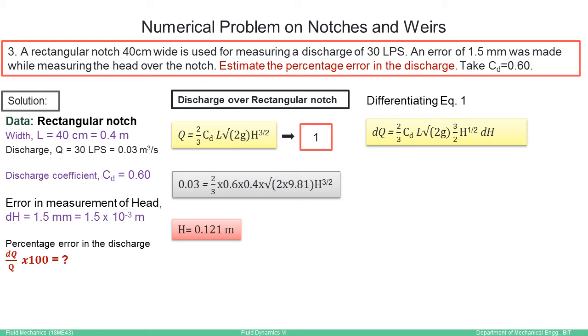Remember, H is the only variable. dQ is equal to 2 by 3 into C_D into L root of 2g. Differentiating H power 3 by 2, we get 3 by 2 into H power half, that is, differential of x power n is equal to n into x power n minus 1. And since H is a variable, we have considered dH also.